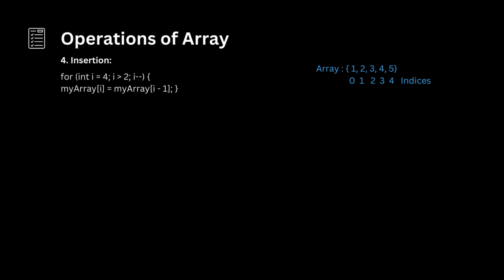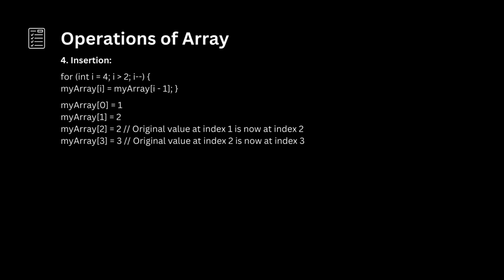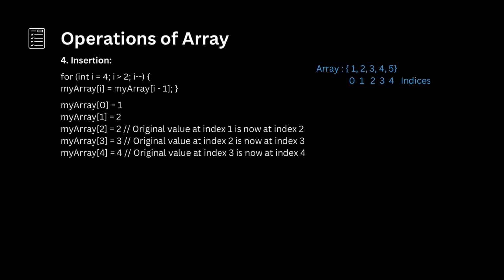After the loop, the array may look like this. myArray[0] equal to 1, myArray[1] equal to 2, myArray[2] equal to 2. Original value at index 1 is now at index 2. myArray[3] equal to 3. Original value at index 2 is now at index 3. myArray[4] equal to 4. Original value at index 3 is now at index 4.